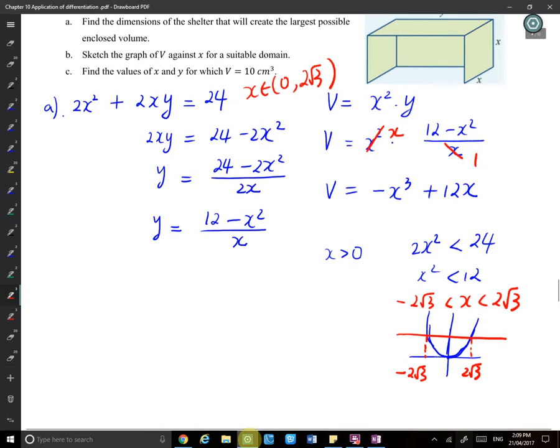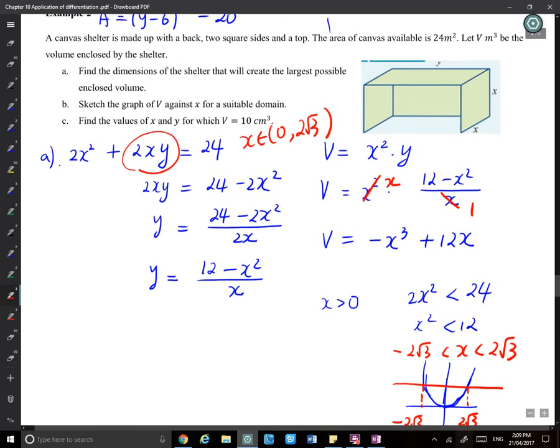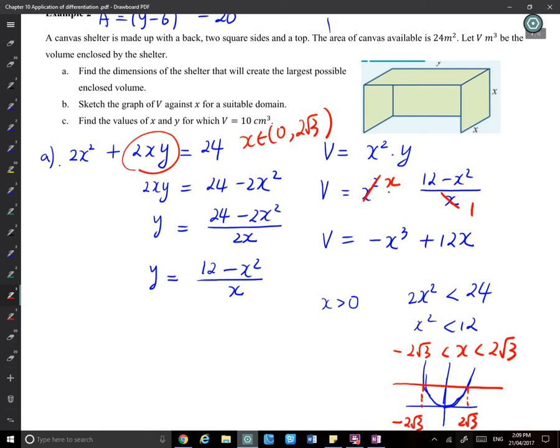Sorry. Here? That part? Okay, let me think about that. If that value is less than 24, then 24 minus that must have some value. Some value divided by 2x still has some value, so you always have some value for y here. If that is not 24 yet, that must give you some space for y values. We don't need to worry about y.